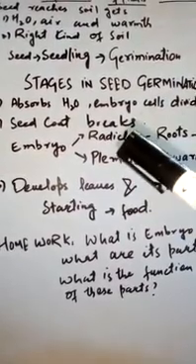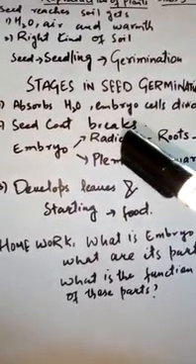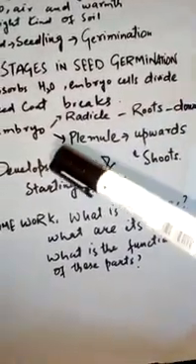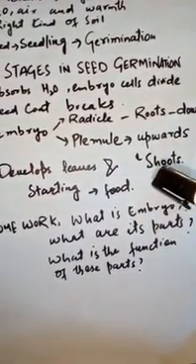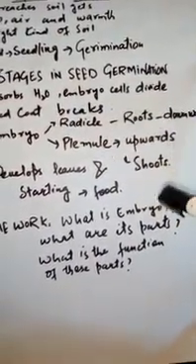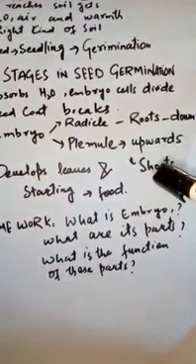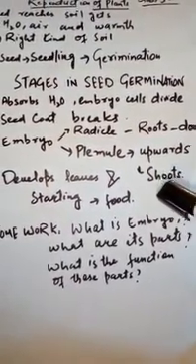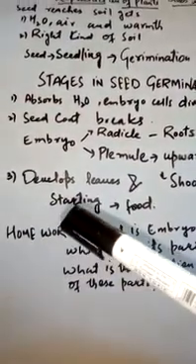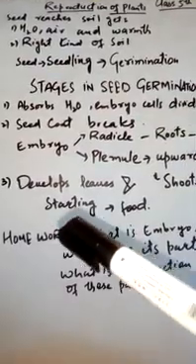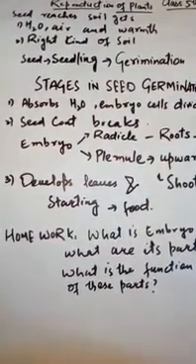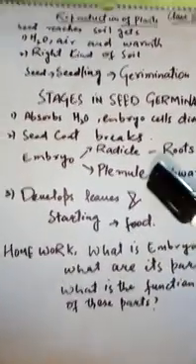The radicle, after germination, gives rise to roots and it grows downwards. The plumule grows upwards and gives rise to shoots. This means that the radicle gives rise to roots and grows downwards, and the plumule grows upwards and gives rise to shoots, like branches and leaves. And the third step in seed germination is that the seed forms the seedling, it develops leaves and it starts making its own food. So this is the process of seed germination.